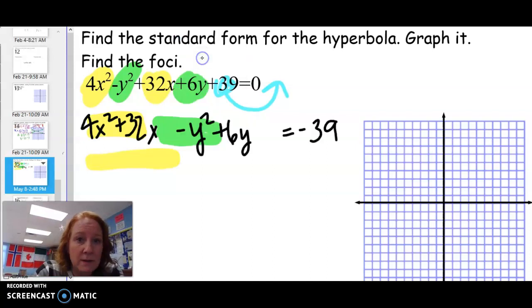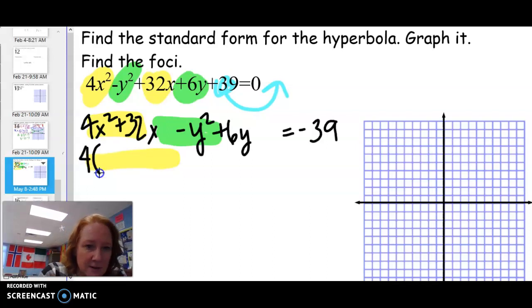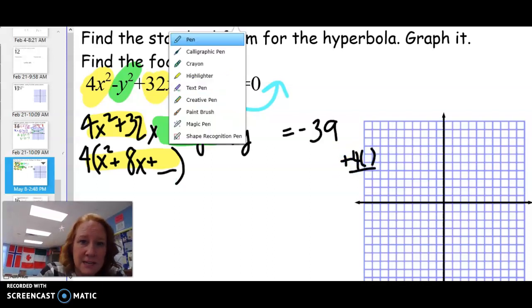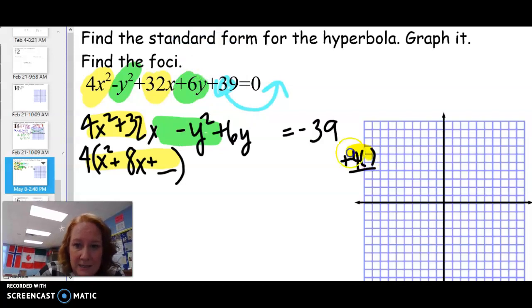Remember when I complete the square, the 4 has to come out. So I'm going to take the 4 out of everything, and I've got x squared plus 32 divided by 4 is 8x plus blank. Well, then I have to do the plus blank over here, but there's a 4 times the blank. So don't forget that, super valuable. I'll highlight it so you can see where that came from.